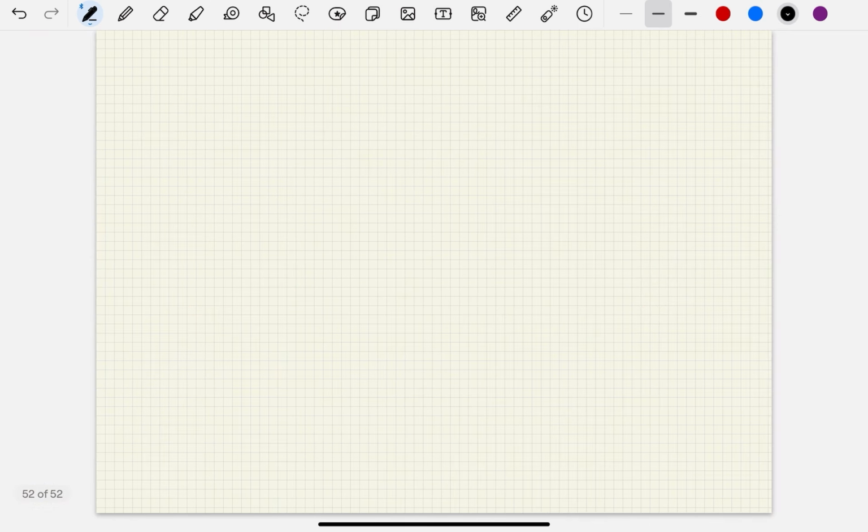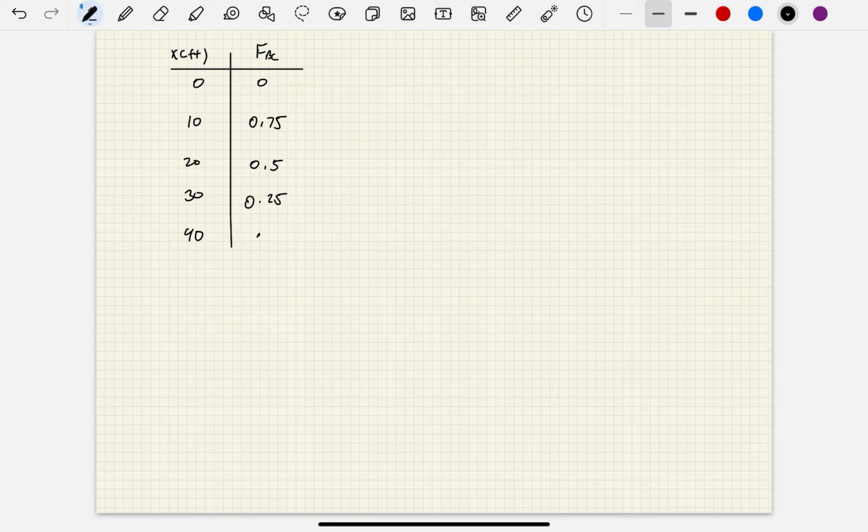So finally, when I want to sketch the influence line, right, what I'm going to do is make a little table, and I'm going to have X in feet, and then I'm going to have FBC, okay? And so my X locations were 0, 10 feet, 20 feet, 30 feet, and 40 feet. Let's make this table a little bit longer. And then FBC was 0, 0.75, 0.5, 0.25, and 0 again.